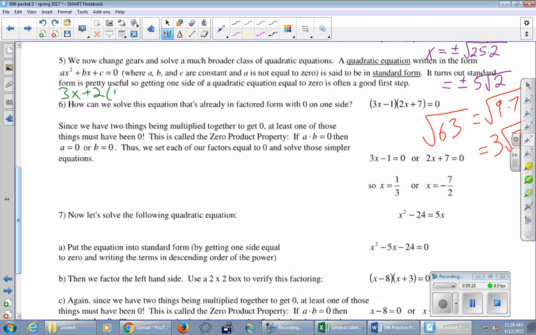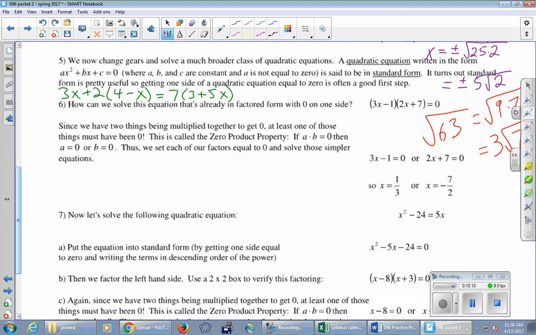3x plus 2 times 4 minus x equals 7 times 3 plus 5x. What is the highest power on any of the x's? 1. And the techniques that we used to solve these equations earlier in the semester are out the window for today. It's a completely different solution method when it's an x squared. That's the giveaway. All the ones we solved this semester have just been single x, x to the first, no x squareds. Now we handle x squareds. Okay, it says, turns out standard form is pretty useful, so getting one side of a quadratic equation equal to 0 is often a good first step.